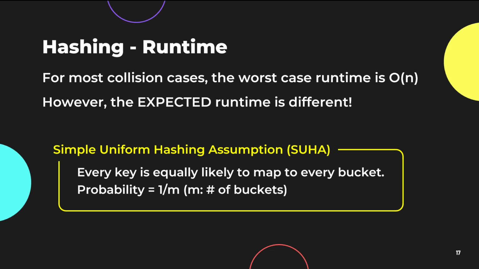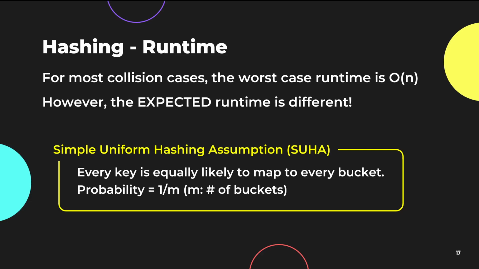Okay, so it's SUHA. This is an assumption that if your hash function is good, you are going to map every key equally likely to every bucket. For example, if you have integers from 1 to 100 and you do modulo 3, then you have an equal chance of going to 1, 2, or 3. So if your hash function has an equally likely possibility of mapping every key to any bucket, then it follows the simple uniform hashing assumption.